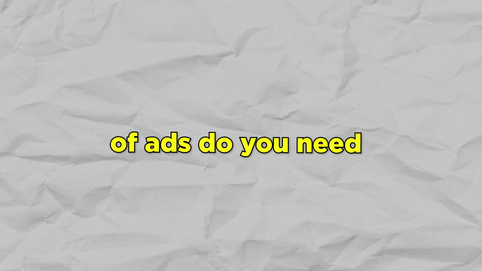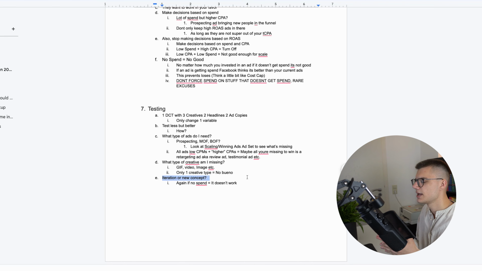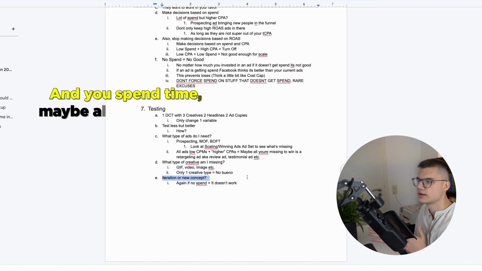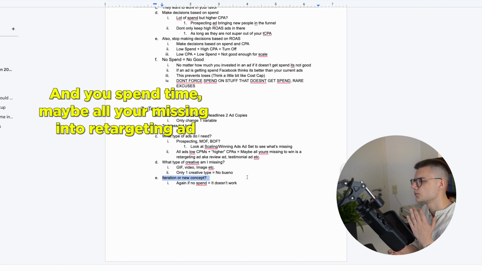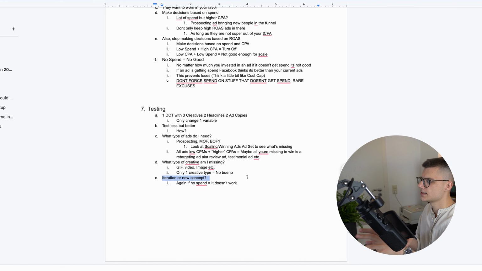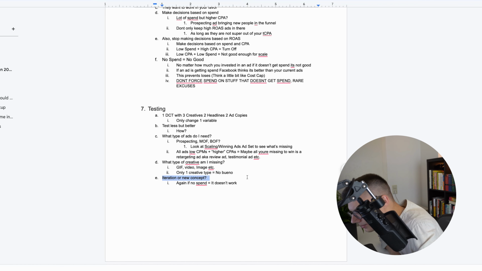Identify what type of ads you need, what creative type you need, and then whether you need an iteration or a new concept. And once you understand this, you can eliminate all those random creative tests because you know exactly what you need to scale up your ad account. If you have a high CPA and you're spending a ton, maybe all you're missing is a retargeting ad. Again, you do this by analyzing CPMs, frequency, and amount spent, which I have a separate video about.